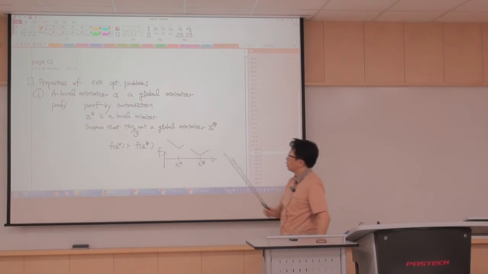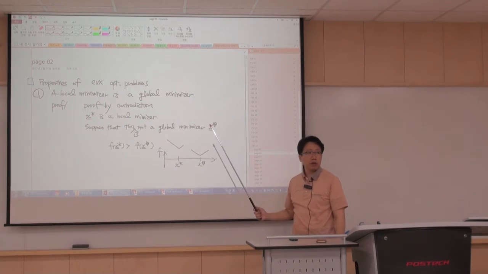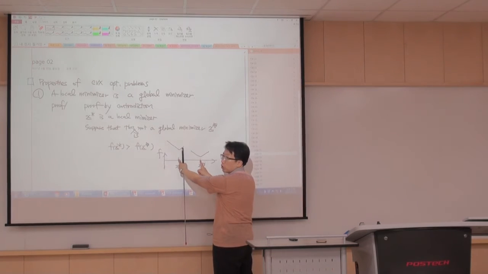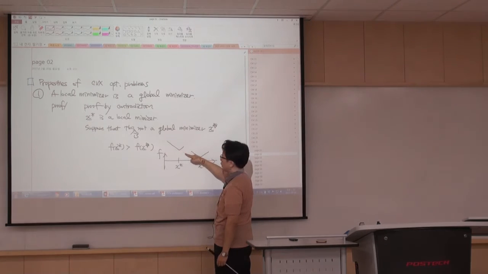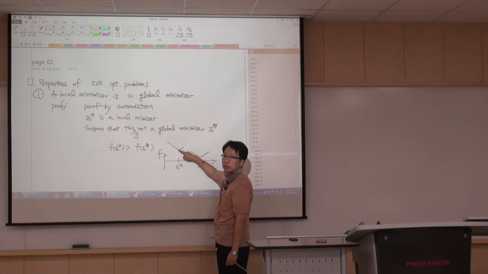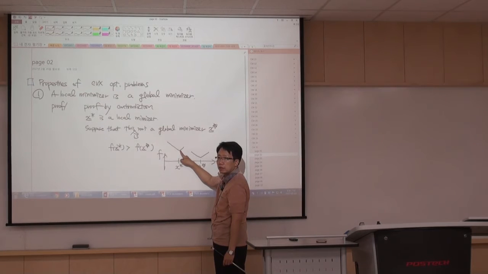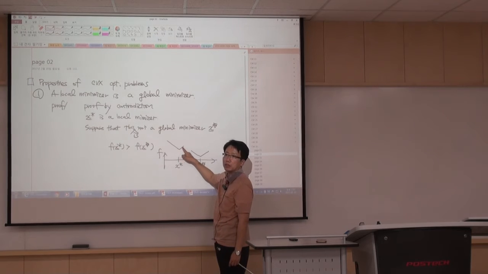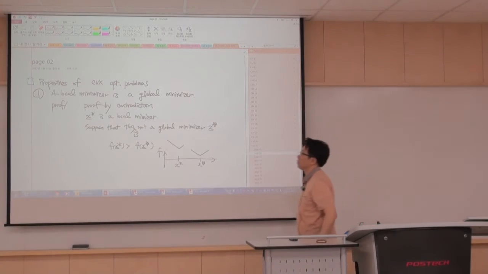So locally this is a local minimizer and this is also a local minimizer. Now what do I do? I consider a line segment connecting these 2 points, which translates to a line segment connecting these two, right? Now what happens? This line segment must be above this function, which means that if you move in that direction, function value must decrease. That means this is not a local minimizer. Done. Got it? Very simple. Okay? So it's a very simple proof.